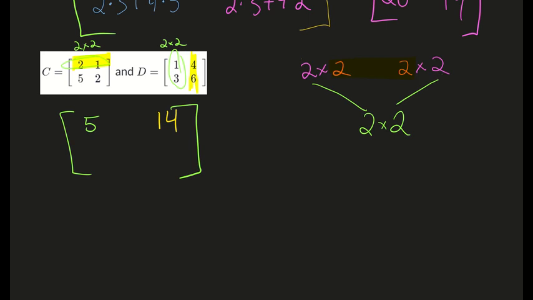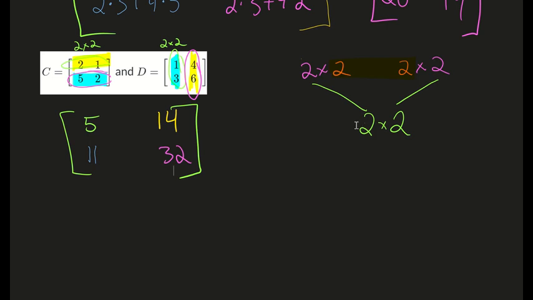Then for this location, it's second row, first column. So we take the second row and multiply by the first column. So 5 times 1 plus 2 times 3. Then last, for our second row, second column, we take our second row and multiply it by our second column. So 5 times 4 is 20, 2 times 6 is 12. Add those together, we end up with 32.